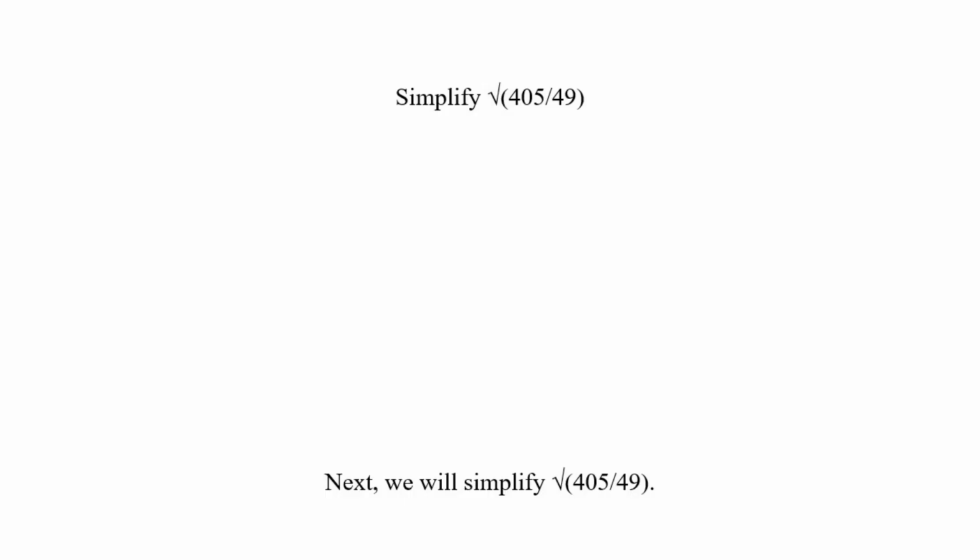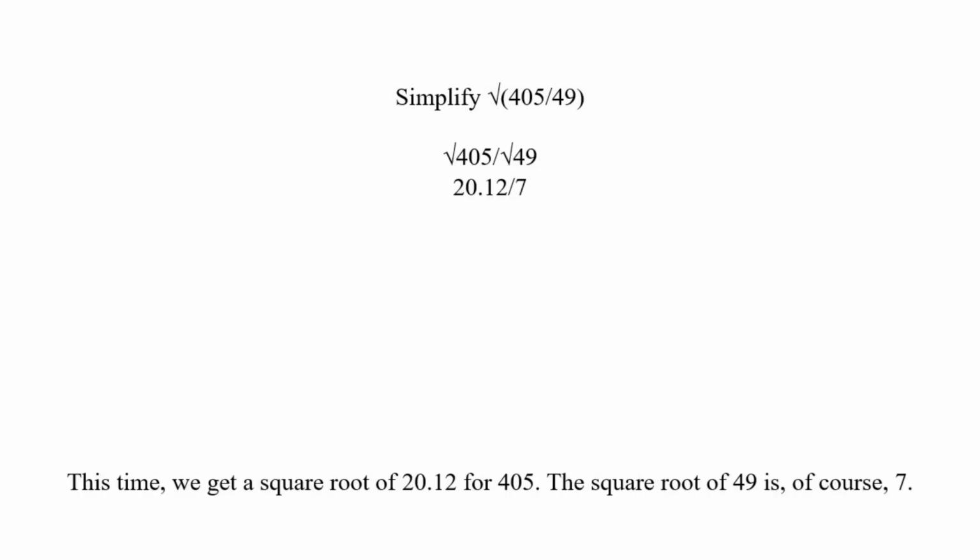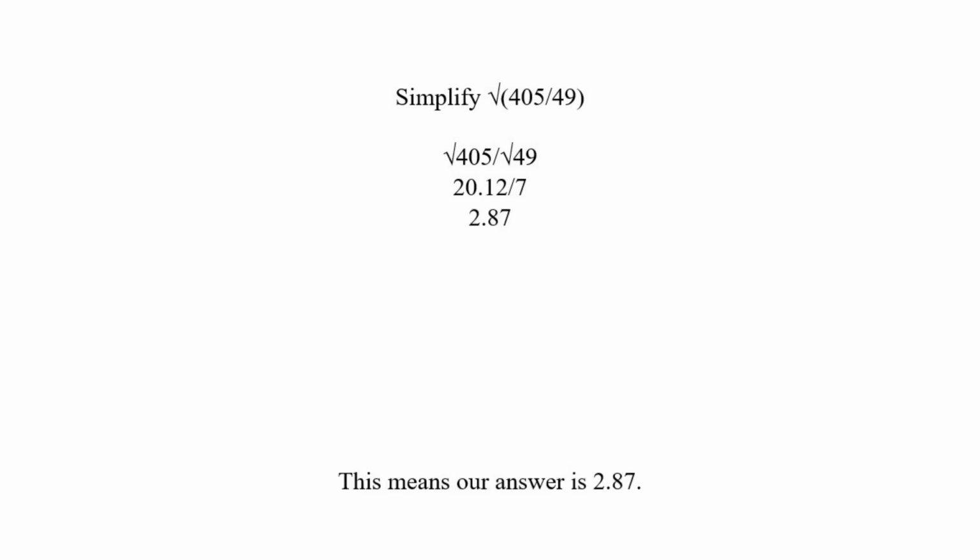Next, we will simplify the square root of 405 divided by 49. This time, we get a square root of 20.12 for 405. The square root of 49 is, of course, 7. This means our answer is 2.87.